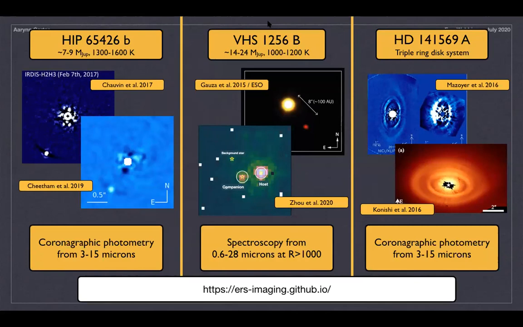What we're planning to do is, I would say we can cluster this into 2 groups. So these observations of these high mass exoplanet/brown dwarf kind of objects, HIP 65426b and VHS 1256b. In the former case, we're performing coronagraphic photometry to try and characterize its atmosphere, whereas for VHS, because it's so far separated from its host star at 8 seconds, we can perform direct spectroscopy.